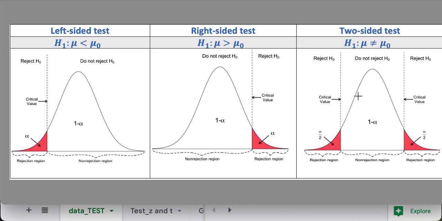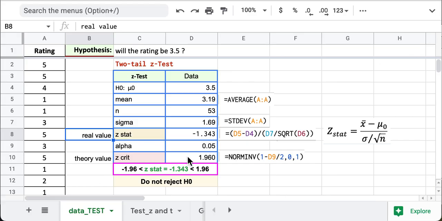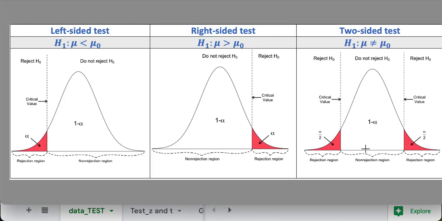We test one concrete value, and in our case the H1 hypothesis is when mu is not equal to mu 0. Our critical value is 1.96 and the statistical value is minus 1.343, and it's inside the region. You can see it over here. So that's why our decision is do not reject H0.